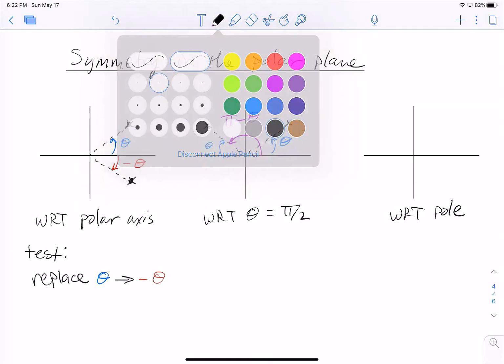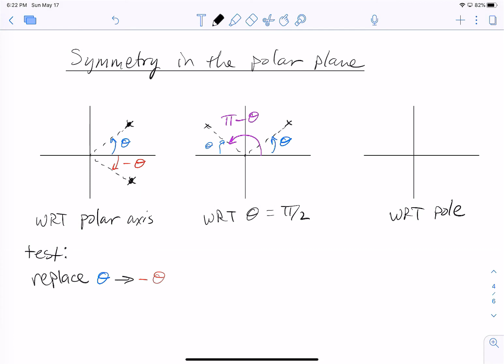Therefore, to test for symmetry with respect to the line theta equals pi over 2, we replace theta by pi minus theta in the original equation. And if there's a sine or a cosine, then we use a difference formula for the sine or cosine. If after simplifying the equation we get what we started with, then we have symmetry with respect to the line theta equals pi over 2.